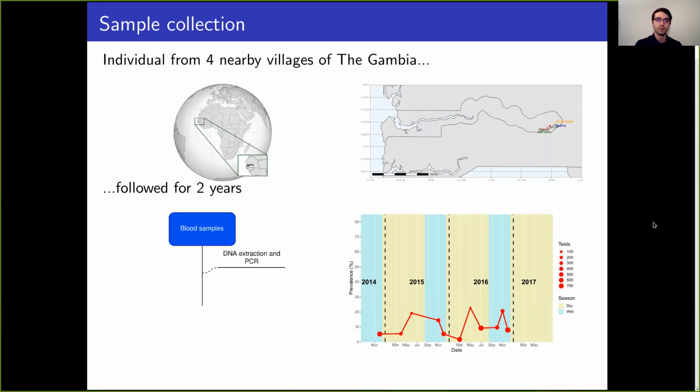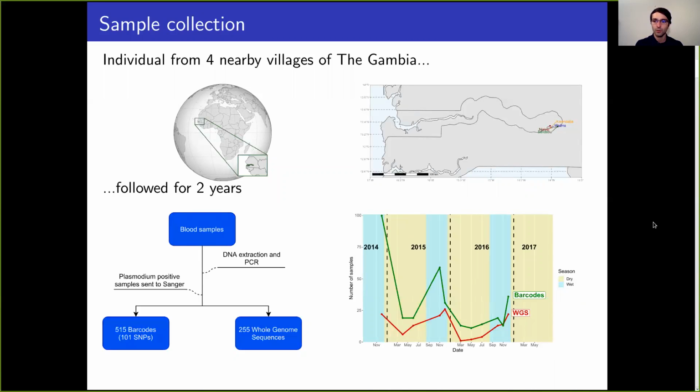The sample collection took place in the Gambia, a Western African country, especially the eastern part of the country, in 4 different villages, as shown on the map on the top right of this slide. Blood samples were collected for 2 years, and Plasmodium falciparum presence was tested by PCR. You can see on the bottom right of this slide the prevalence that we calculated over the different time points from the beginning of the study in December 2014 to the end of the study in December 2016, with the dry and wet seasons highlighted. As you can see, the prevalence is rather mild, with a value of about 15%.